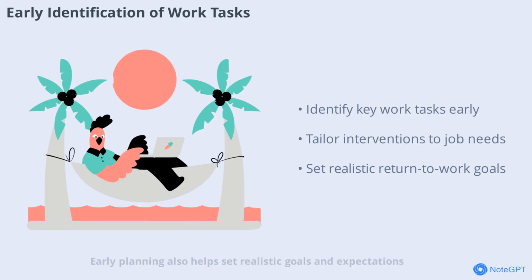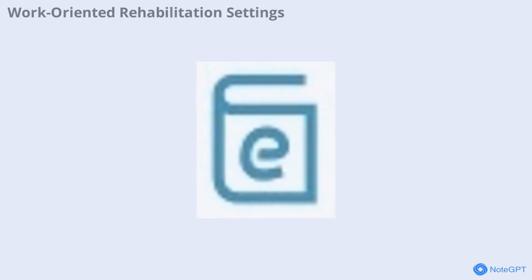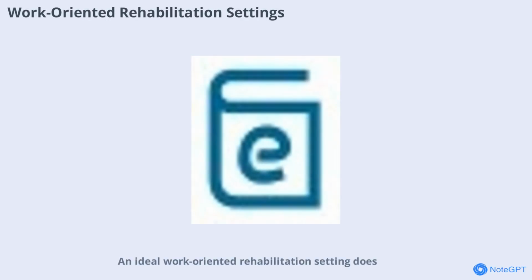Early planning also helps set realistic goals and expectations, involving both the patient and their employer when appropriate. This collaborative approach ensures that therapy is relevant and focused on real-world outcomes, increasing the likelihood of a smooth transition back to work. Ideal work-oriented rehabilitation setting does more than just address physical recovery.